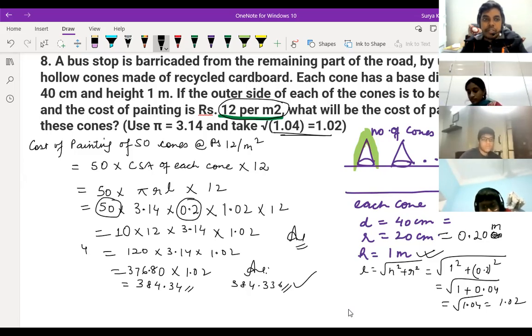It's clear to everyone. Shall I move to the next question? This exercise got finished, I think. We have to move to the next exercise, the last exercise of it.